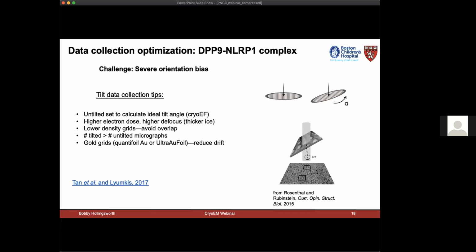Sorry, more questions. On the last slide, people are wondering why you used the tilted data collection instead of tomography using M.